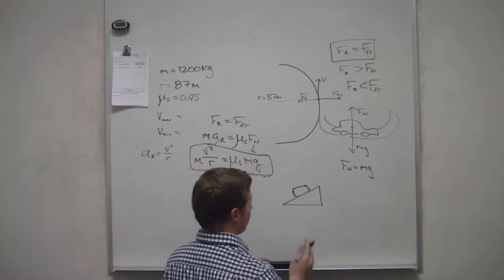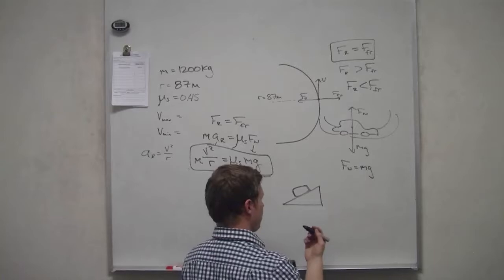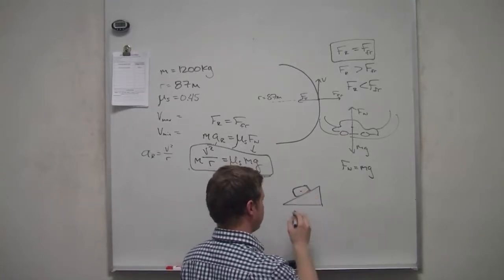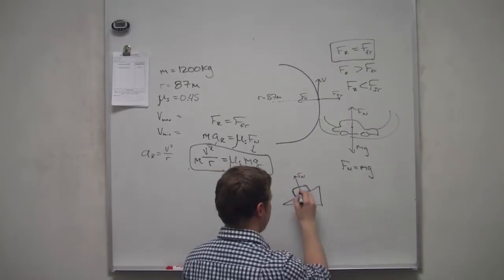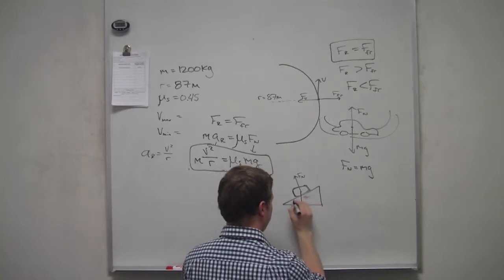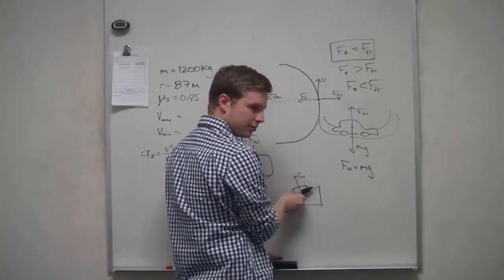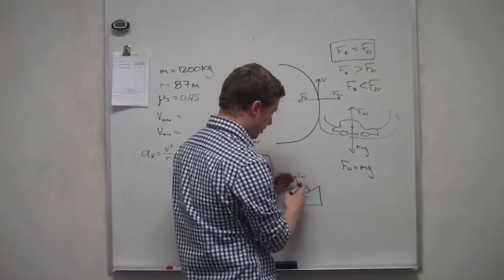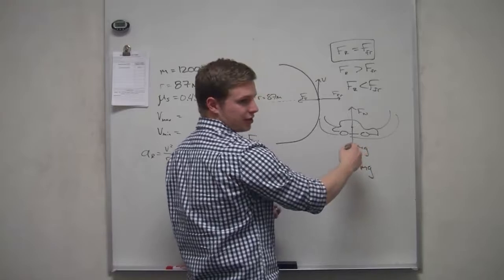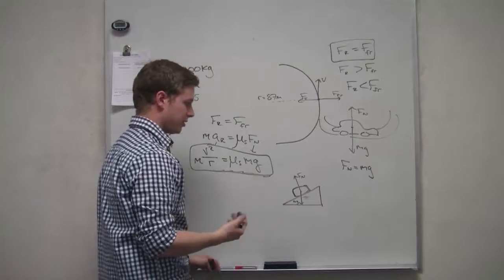Let's draw a free body diagram for this. What forces do we have on this? We have normal, up, and we have gravity, the weight, going down. You'll notice the normal force is always perpendicular to the surface it's on, and gravity always goes down. When it's sitting on a flat surface, they balance each other out, but this time, not so much.